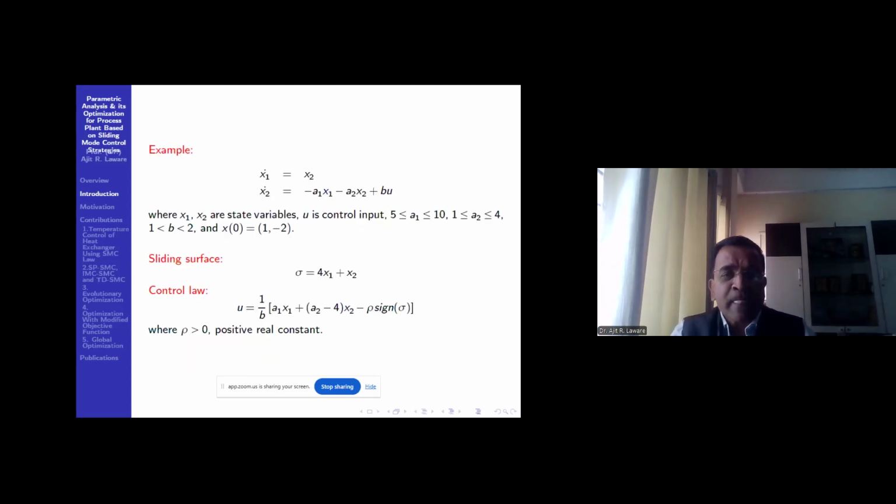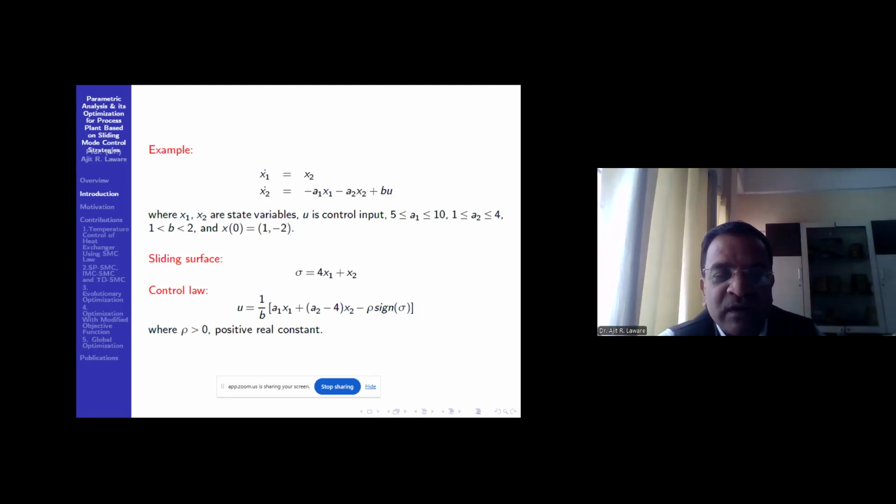As an example, this is the state space model, and A1, A2, and B are bounded parameters, where A1 is bounded between 5 and 10, whereas A2 is bounded between 1 and 4, while B is bounded between 1 and 2. And here a linear sliding surface has been used, eta equal to 4x1 plus x2, and the control law is shown over there.